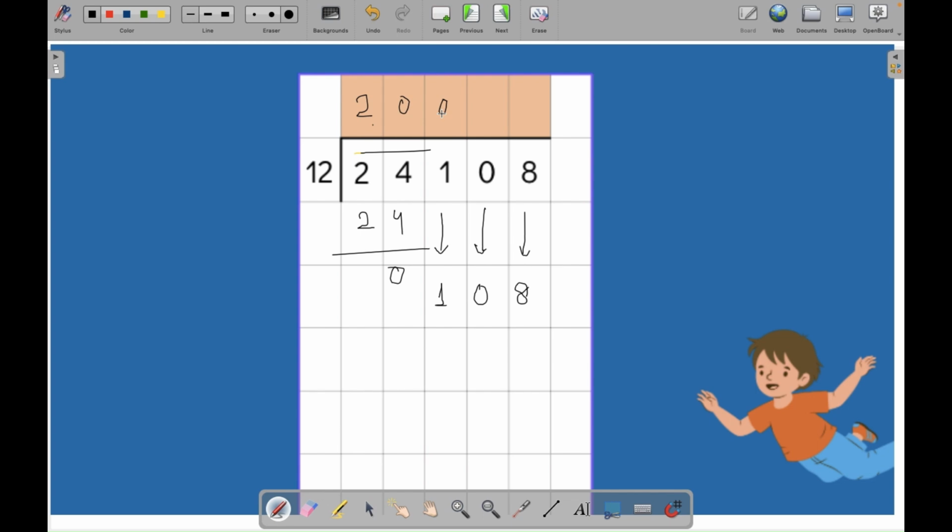So for the first digit, we don't add any 0. If you have to bring down 2 digits, then we add a 0. If you have to bring down 3 digits, we add one more 0, and so on. And then again do this division. 108 divided by 12. The value of 108 divided by 12 is 9, because 12 nines are 108. Again the remainder would be 0 here. So divisor is 12, dividend is 24,108 and quotient is 2009.